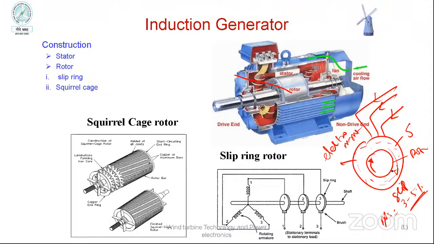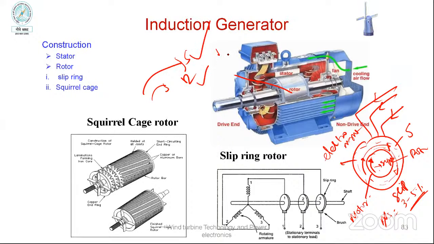Okay, so the slip: when the rotor field and stator field are the same, that is synchronous. There is no power generation. When the stator power is more than the rotor power, this is called the motor. See, this is the stator power, this is the rotor power. When the stator power is more and rotor power is less, then it's called the motor.